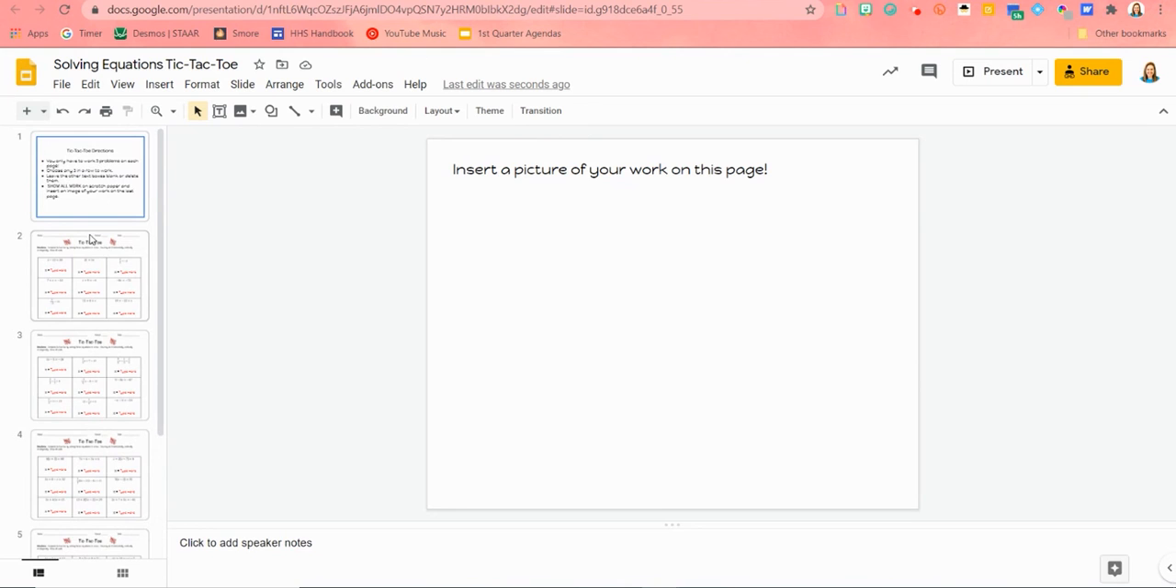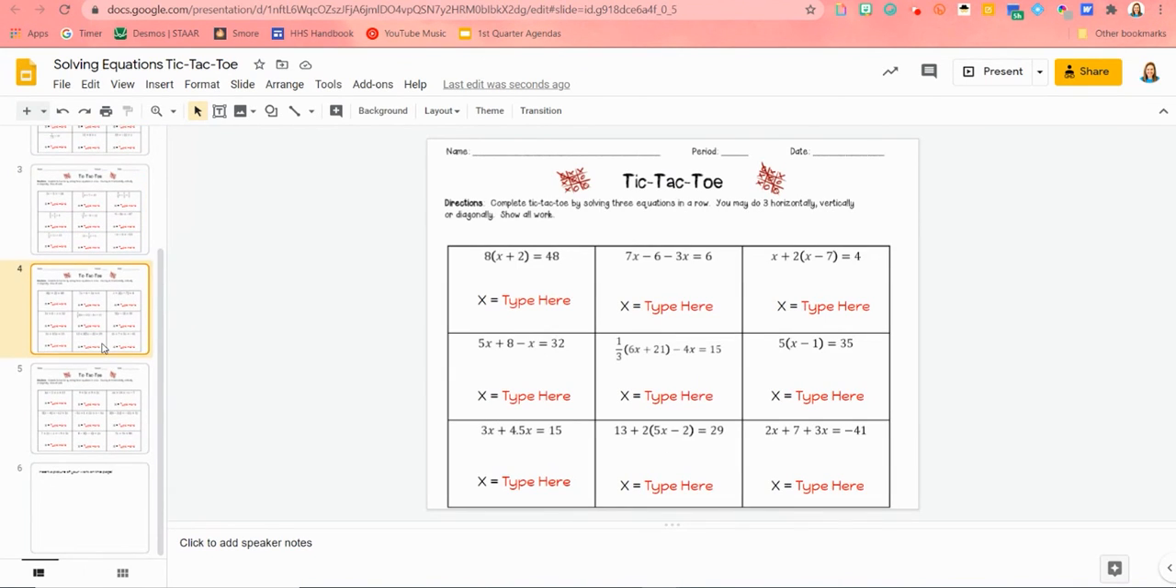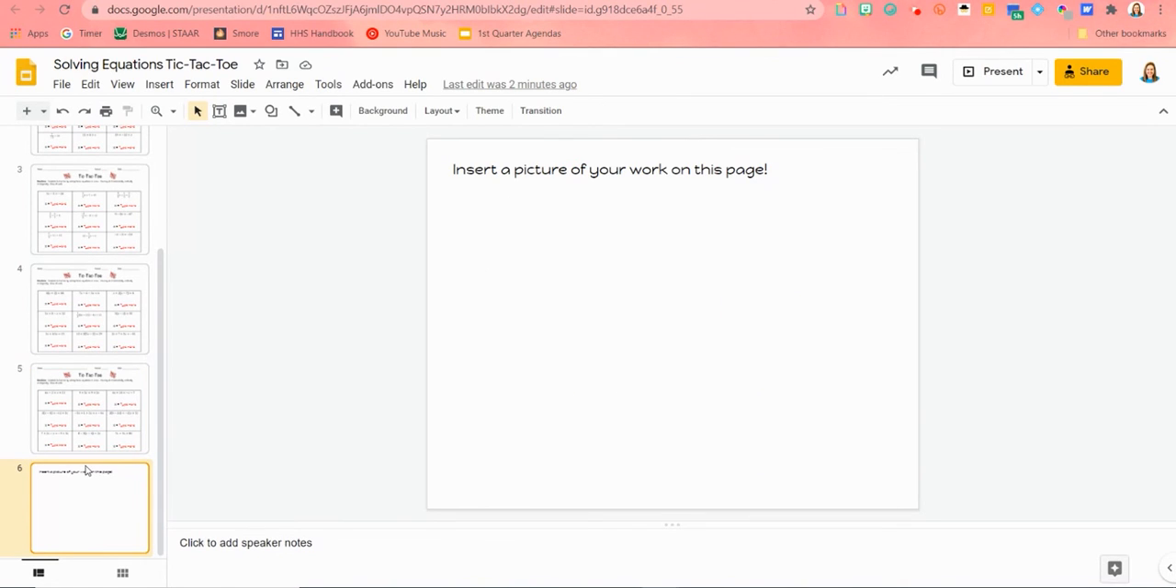So that's the plan for today. After you finish up the video and the notes, go back now and let's finish up this tic-tac-toe assignment. Do at least 3 problems on here, and at least 3 problems on here in a row. Solve them, show your work on paper, insert your work here, and then submit that assignment.